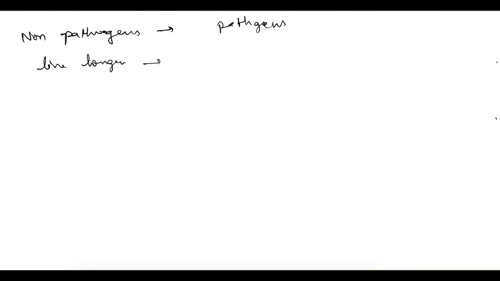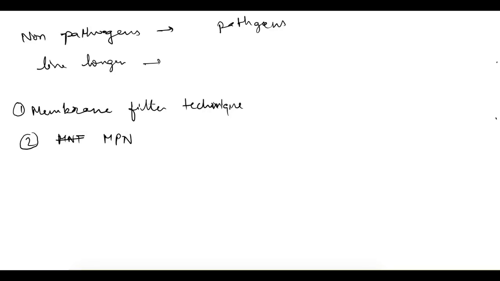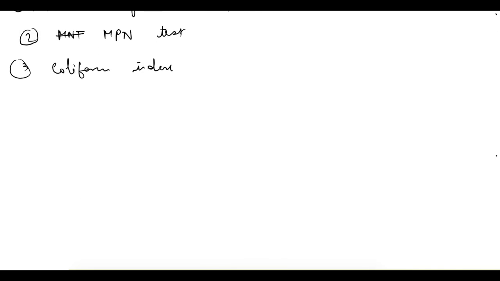Now there are some tests which we have to see. First one is the membrane filter technique. Then we have the MPN test, that is the most probable number test, which is important. And the last one is the coliform index, which is not used nowadays, but we'll see a one-line definition. So these are the various tests. Let's see them one by one, starting with the membrane filter technique.